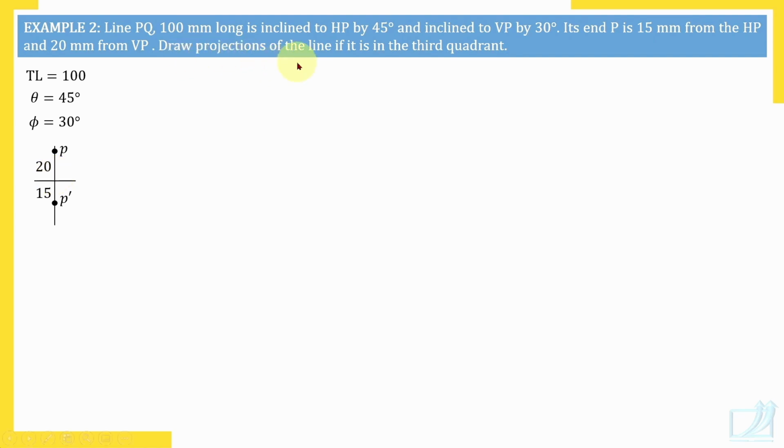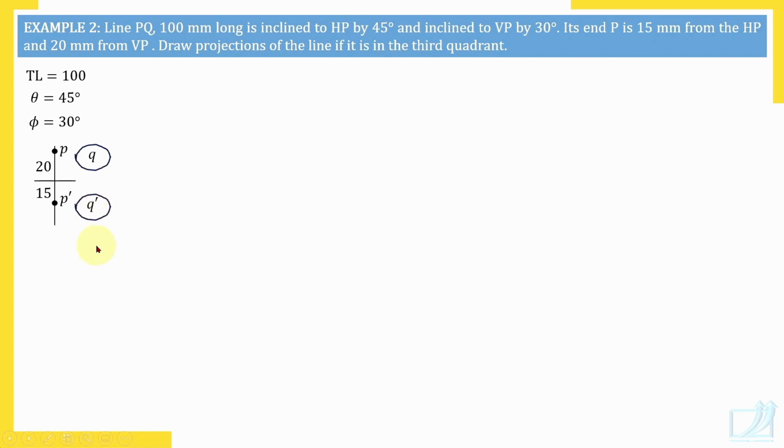Draw projections of the line if it is in the third quadrant. So it's not just P but the other end. In fact, entire line is in the third quadrant, means top view PQ, line is PQ. So top view PQ, labeled with small letters of course. PQ is above XY line and P dash Q dash is below XY line. That means the other end, its top view is above XY line and front view is below XY line.